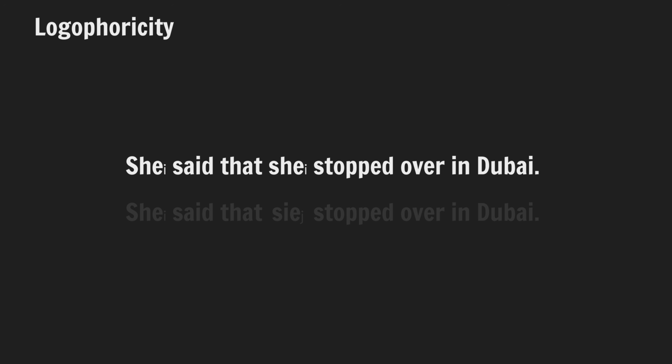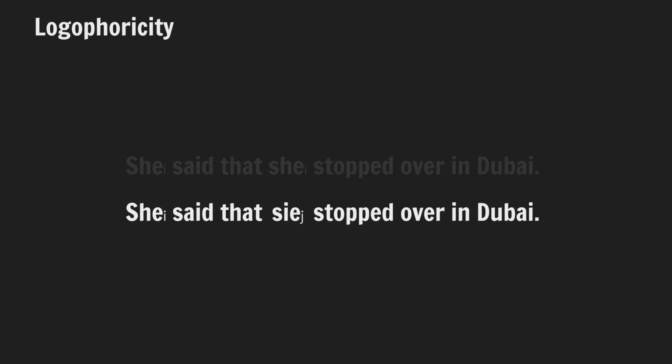In the first statement, the speaker's use of the ordinary person markers implies that they implicitly approve of the reported event. "She said that she stopped over in Dubai, and I have no reason to doubt this." Whereas in the second statement, the speaker's use of the logophoric person marker implies that they are somewhat more doubtful. "She said that she stopped over in Dubai, but I think she might be wrong about that."